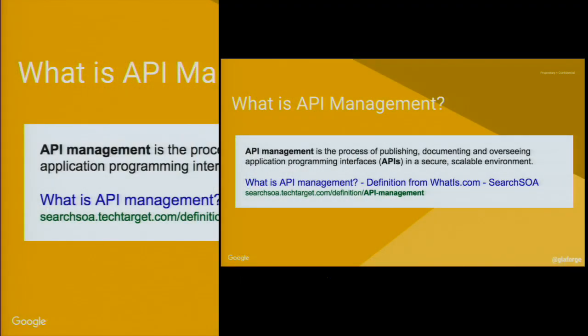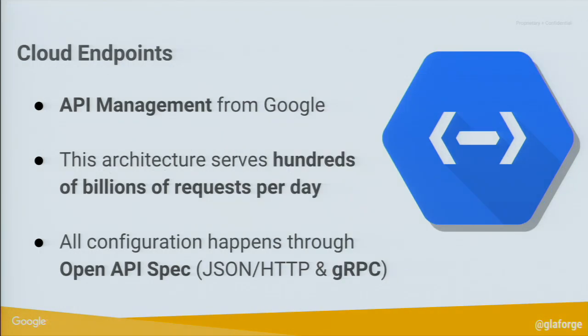So what is API management? That's the process of publishing, documenting, overseeing APIs in a secure and scalable environment. That's the first definition that comes up when you Google search that. And interestingly, if you run an API on Google Cloud Endpoints, you're using the very same architecture and infrastructure as all the APIs used by Google. So let's say, I don't know, the AdWords API, Translate API, whatever. It's all based on the same infrastructure. And I assume that it scales, obviously.